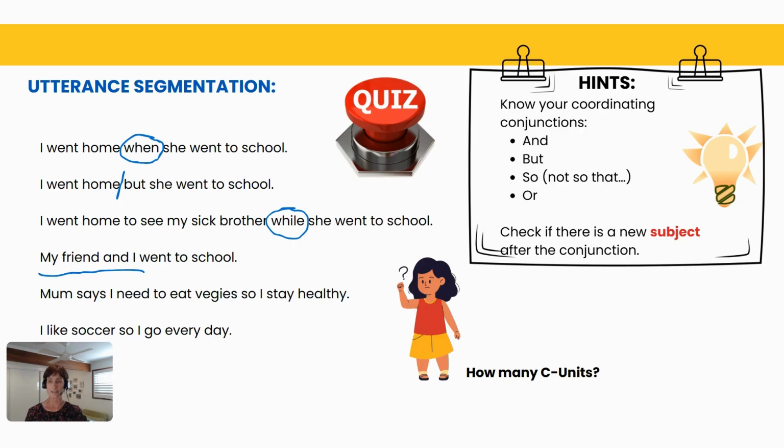What about the next one? Mum says I need to eat veggies, so I stay healthy. In this case, so can be replaced with so that. Therefore, it's one communication unit. And the last one on this slide, I like soccer, so I go every day. In this instance, so is a coordinating conjunction, and we split it into two communication units. So here are the answers.